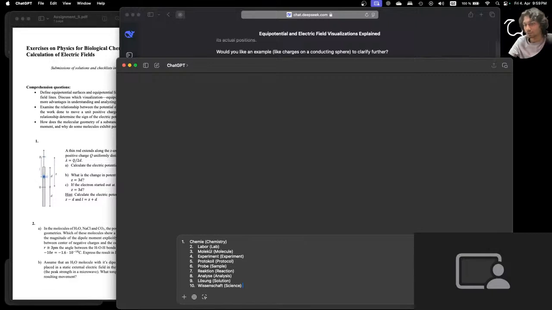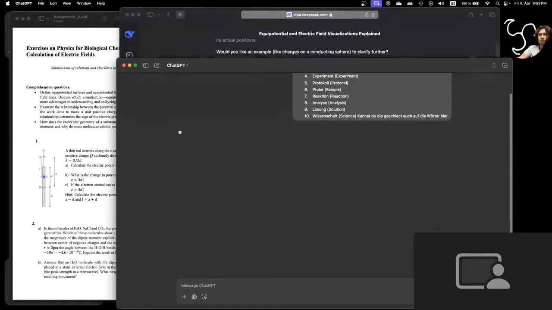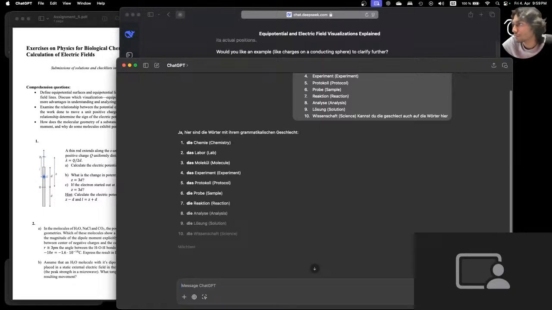Wait, I'll type in German, right? Kannst du die Geschlecht auch auf die Wörter? Die Chemie. Okay, ich brauche das. That's what I needed. This is what I want.